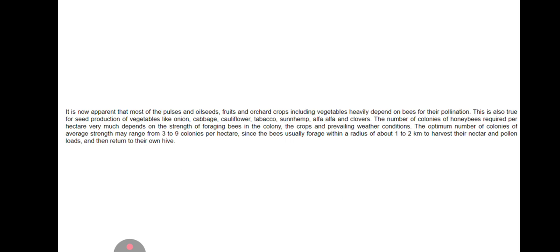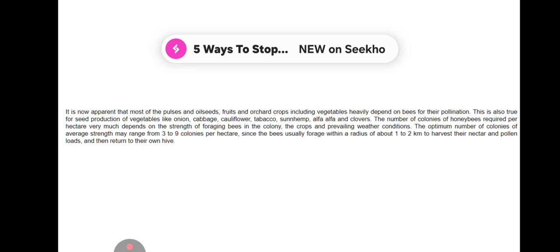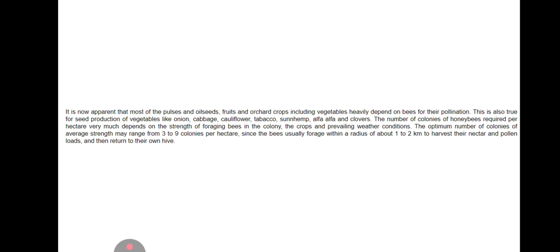It is now apparent that most of the pulses, oilseeds, fruits, orchard crops, including vegetables, heavily depend on bees for their pollination. This is also true for seed production of vegetables and everything. For that, we should compulsorily keep some beehives, or we should maintain apiaries near the crops which are pollinated by bees, by which we can increase the pollination as well as our fruit sets.